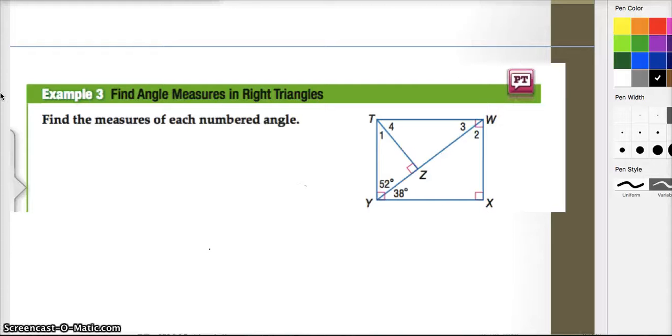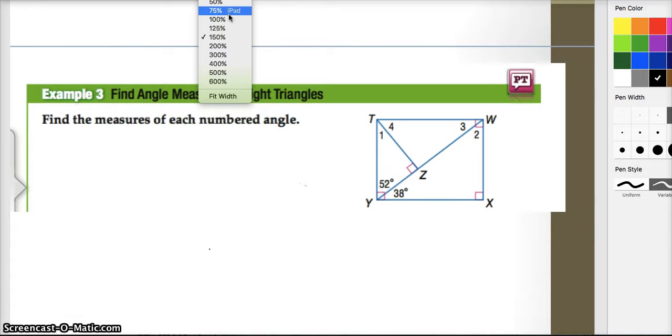My bad, beautiful friends. I seem to have forgotten this example, so I'm going to do this one and show you a flow proof, because I don't think I did that very well in the last exercise. All right, so check this out. Here we are with example 3, and we're going to find angle measures in right triangles. So we're just basically going to find the information about each of these angles.